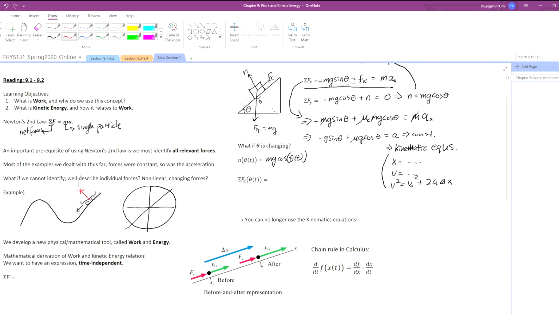The normal force would point this way. When the skateboard arrives at this point, the normal force is pointing straight up, and here it even changes its directionality. So you see, in this case, we have a surface, a path of motion, that forces the normal force to be changing all the time.